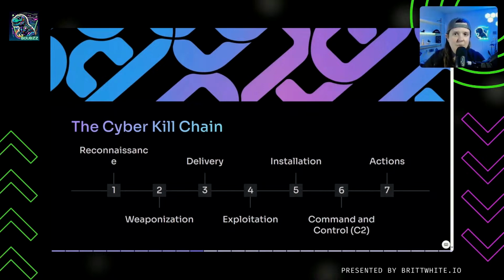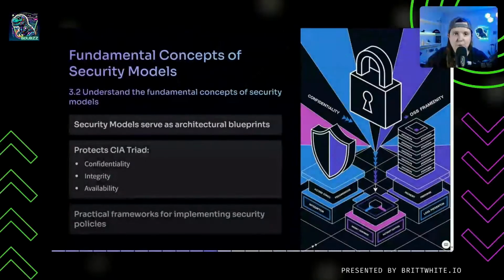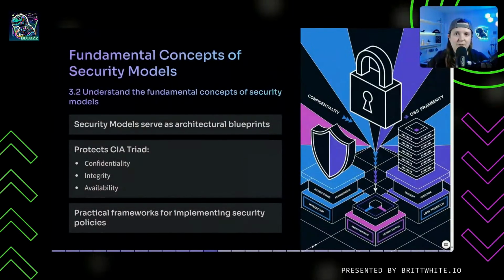For a defense in-depth approach, we want to focus our defenses to break the chain at multiple points in the cyber kill chain, keeping in mind that we only need one broken link in the chain to disrupt the full attack. Now let's shift gears and move on to objective 3.2, understanding the fundamental concepts of security models.